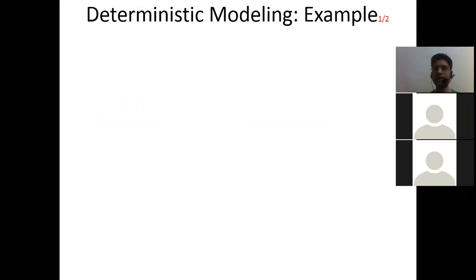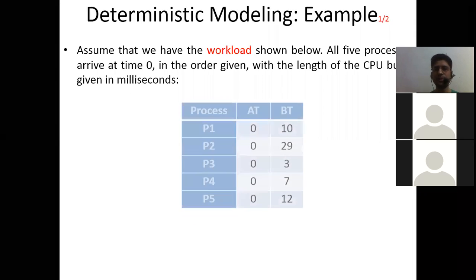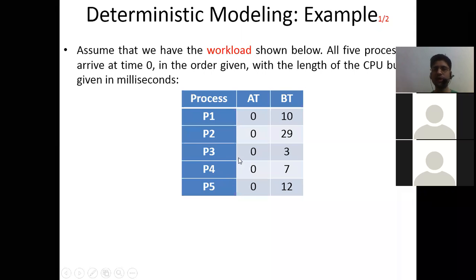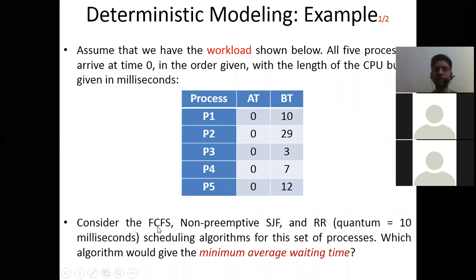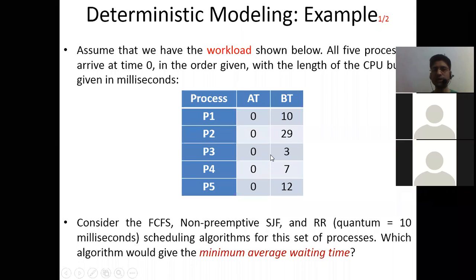Now, let's have an example and find out how this deterministic modeling works. We have a workload as below. We have five processes, P1, P2, P3, P4, and P5. Arrival time is given as 0, meaning all five processes arrive at time 0. Burst time is 10 for P1, 29 for P2, 3 for P3, 7 for P4, and 12 for P5. What we have to do is consider FCFS, first come first serve, non-preemptive shortest job first, and round robin with a time quantum of 10 milliseconds. These scheduling algorithms are going to be applied on this set of processes. You have to tell which algorithm is going to work better for finding the minimum average waiting time.